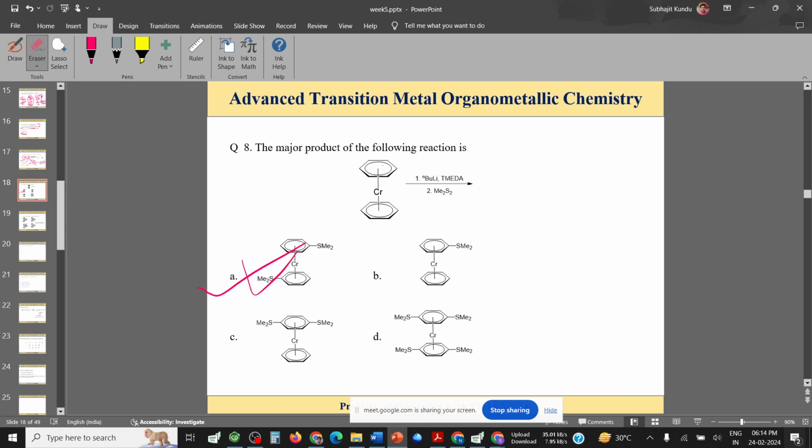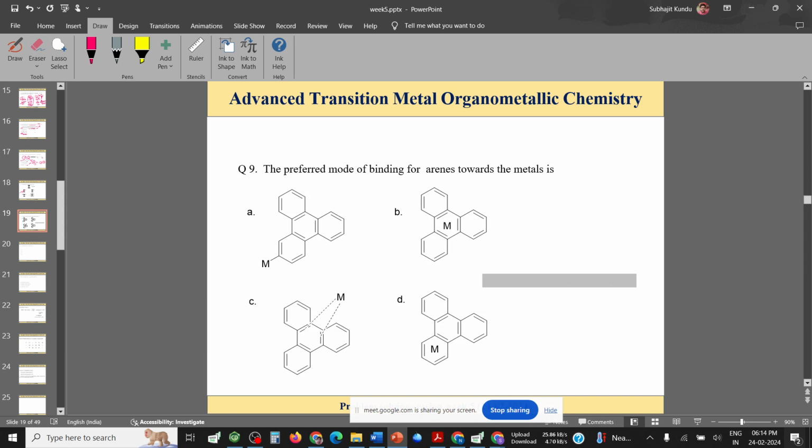Mainly with this session I have discussed the bonding and the molecular orbital treatment of the eta 6 arene system, which is very important to know, like I discussed the bonding of the cyclopentadiene system. With this I am going to the next question of today's series, that is the preferred mode of bonding for arene towards the metals. This question is also directly from the lecture. I did not modify anything.